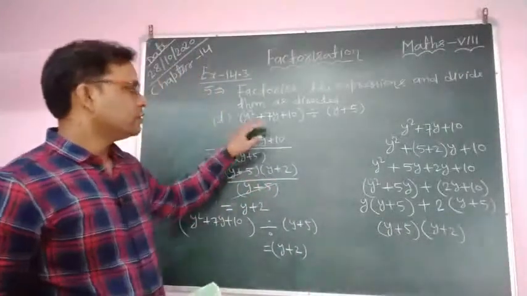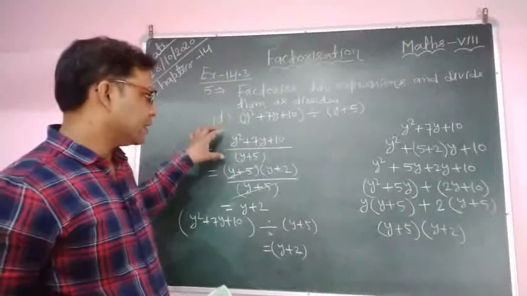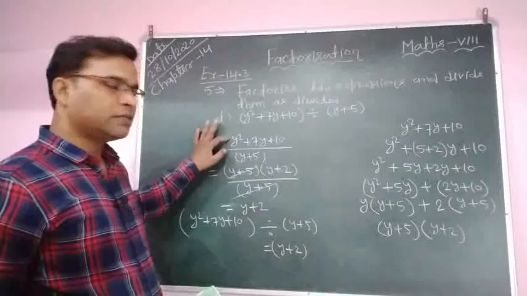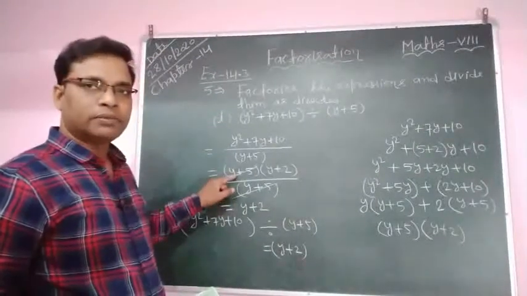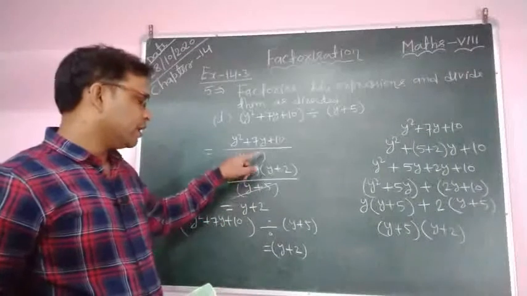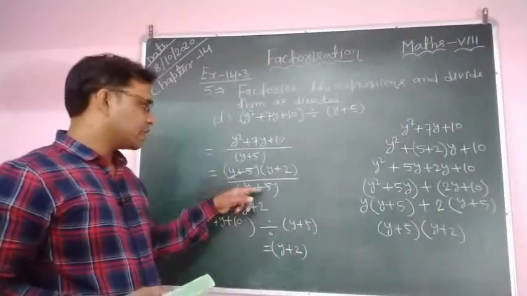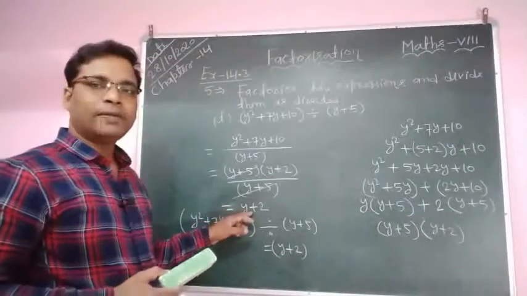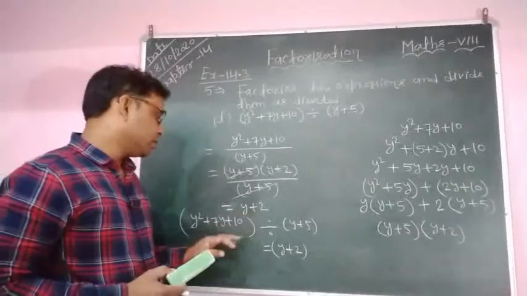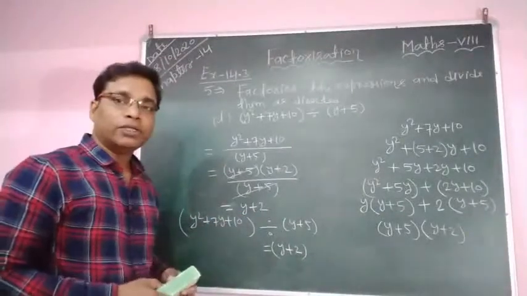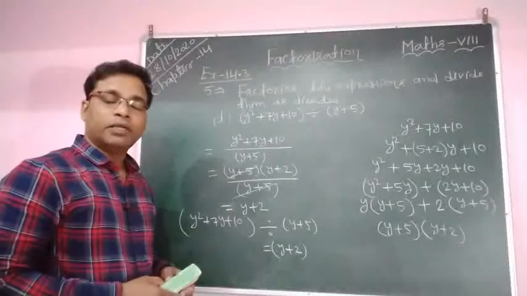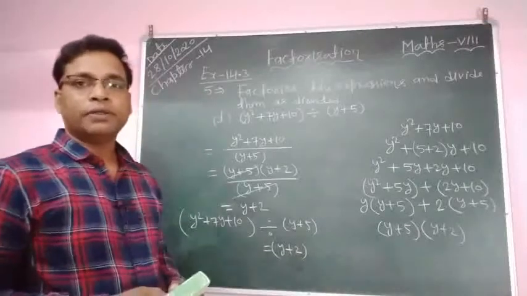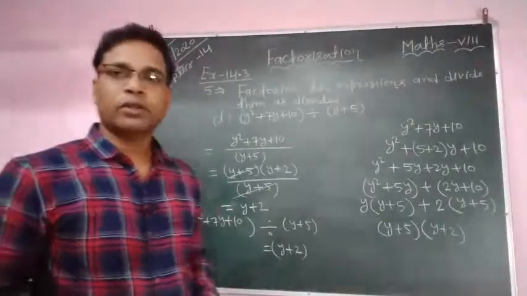Okay. So first, this is the given question. First you write it in this form. And you replace this expression by these factors: y plus 5 into y plus 2, divided by y plus 5. So we cancel or divide it, then we obtain y plus 2 as a quotient. So in this way you can see, if we divide y square plus 7y plus 10 by y plus 5, then you obtain y plus 2. Y plus 2 is our required quotient.